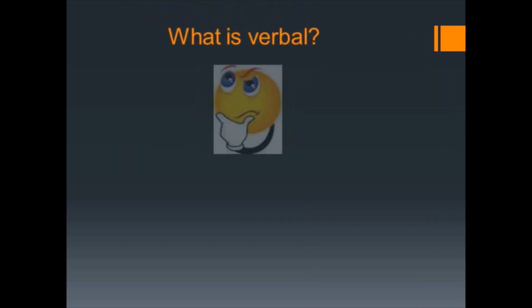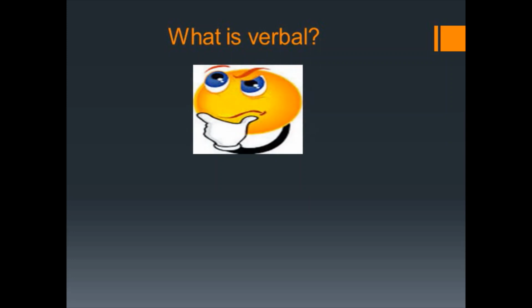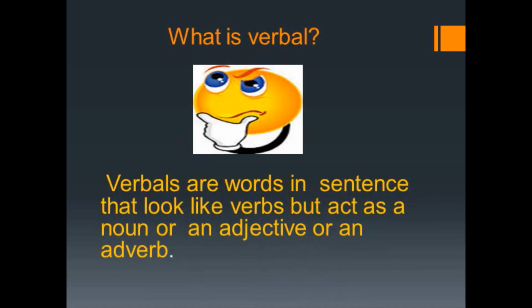So what is verbal? By this time you have an idea of verbal. Let's go through the definition of verbals. Verbals are words in a sentence that look like verbs but act as a noun or an adjective or an adverb. They look like verbs, but if you notice, they are not working as verbs in the sentence. Their role is different. They work as nouns, sometimes as adjectives, and sometimes as adverbs. They are called verbals because they are formed from verbs. So in a word, verbals look like verbs, but their function is like other parts of speech. And this is called verbal in grammar.